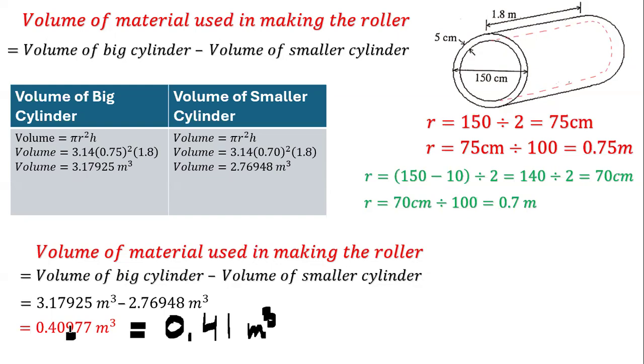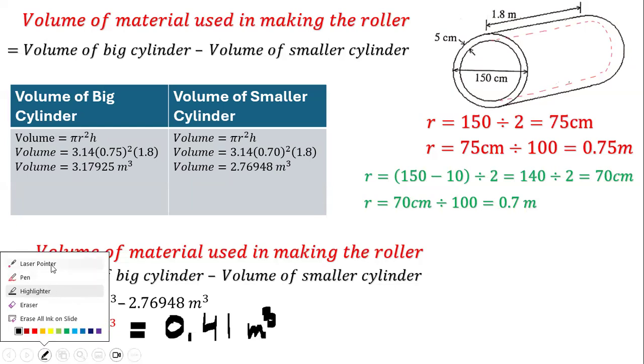And the reason why that's the case is because if we look at this particular number, this is 9. 9 is greater than 5. And once you have a number greater than 5, you add 1 to the 0. So 0 plus 1 is 1. So the answer is 0.41 meters cubed. And that's the volume used in making the roller. And that's the answer to this particular question.